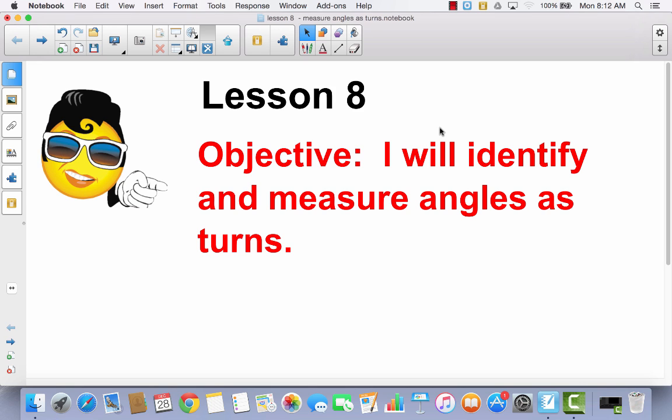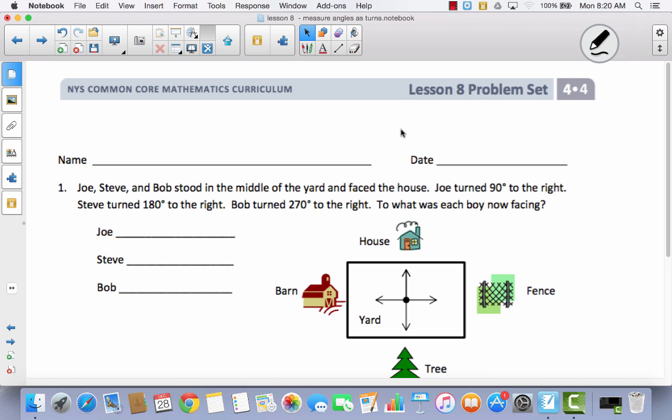Lesson 8, I will identify and measure angles as turns. So we've been talking about measuring and drawing angles using a protractor, and we've been measuring angles using degrees. Well, today we're going to talk about when you measure an angle as a turn. I'm going to show you a little bit more about what that means. All right, so here's your problem set.